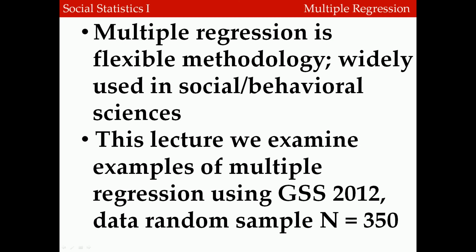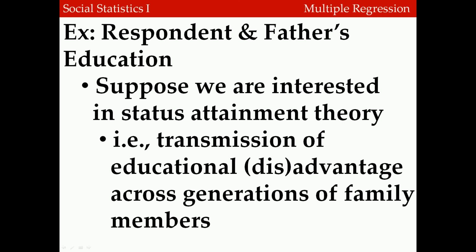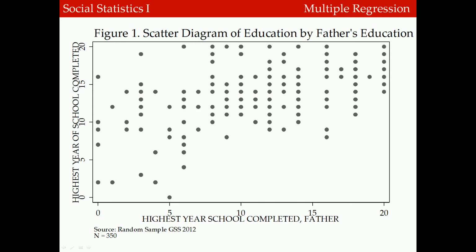So multiple regression is a flexible methodology that's widely used in the social and behavioral sciences. In this lecture, I'm going to be using an example of multiple regression using data from the 2012 General Social Survey, which will be a random sample of 350 cases. As an example, we're going to be looking at the relationship between father's education and respondent's education. Again, suppose that we were interested in testing some kind of a theory of status attainment or the transmission of educational advantage or disadvantage across generations of family members.